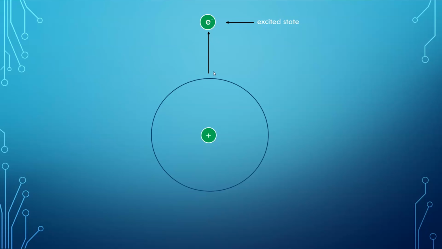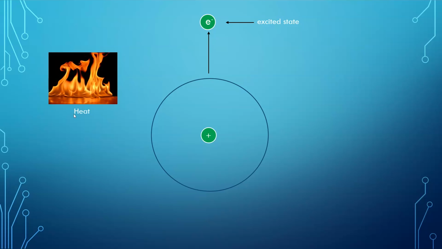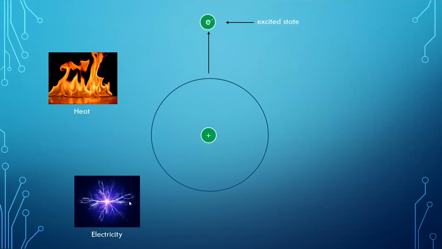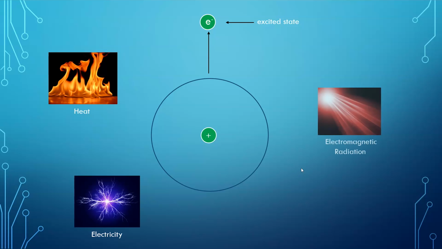There's actually 3 different ways that you can excite an electron. One way is you can heat it. We'll be doing that in experiment number 6 in the lab. We're going to be heating different elements, and that's going to cause the electrons to jump to the excited state. You can pass electricity through an atom. And we did that in the last chapter. If you remember our cathode ray tube, that's essentially what we were doing. And the third way we can excite an electron is using something called electromagnetic radiation.